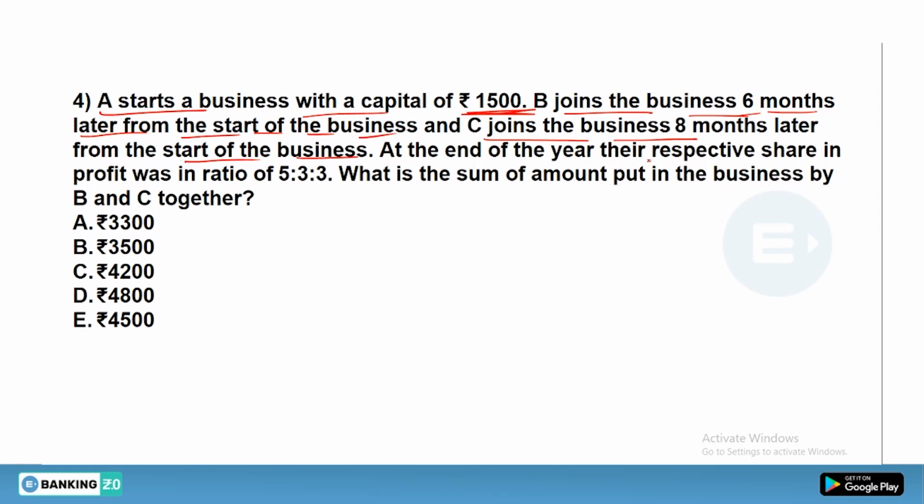Okay, at the end of the year, their respective share of profit was 533. What is the sum of the amount put in the business by B and C together? Now how can you solve this question? Let's see, A, B and C, these three persons were there, and A invested 1500 while B invested X and C invested Y.